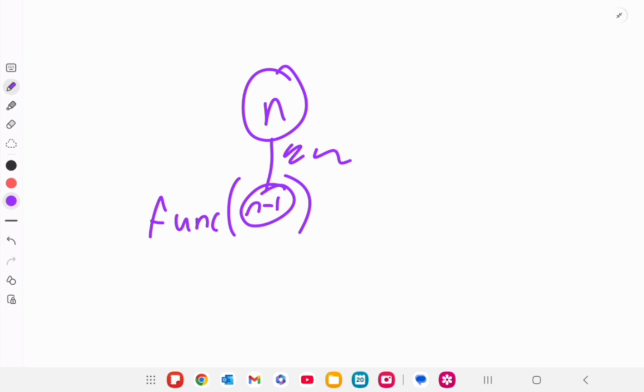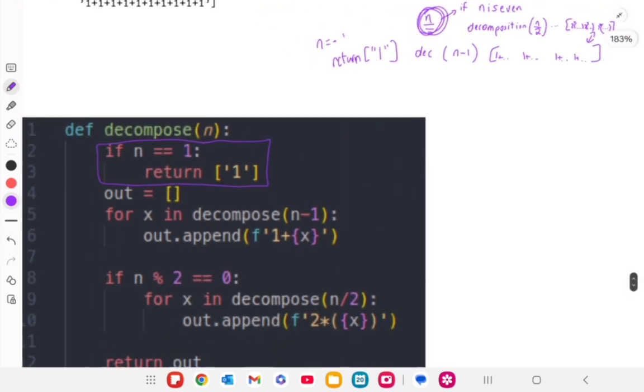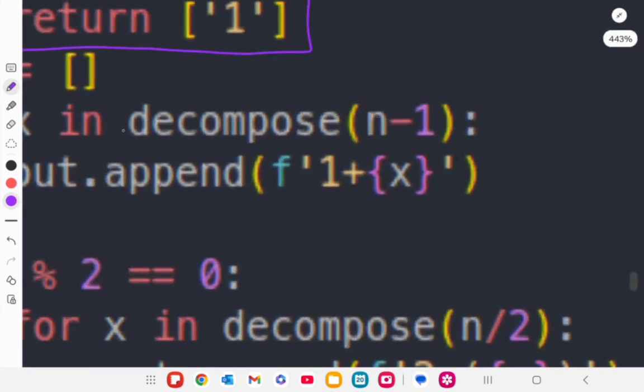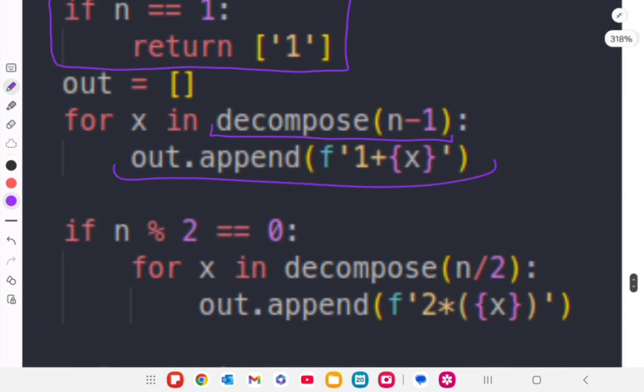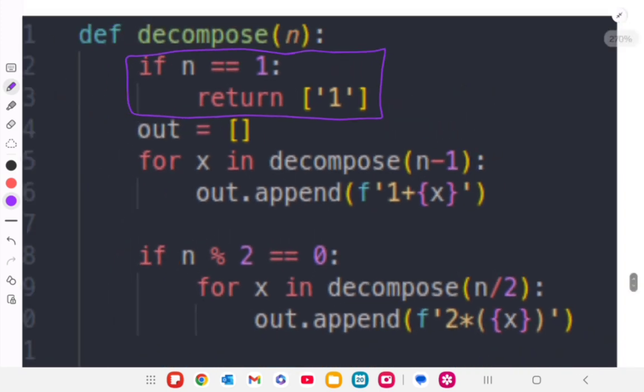Do not think about what happens in the stack, like how do functions call themselves. Just assume that it is giving you the right output. In our code, for example, when we call decompose on n minus 1, just assume that you have the correct solution for n minus 1. Now do something with it for it to become the solution for n. And this is how easy it is.